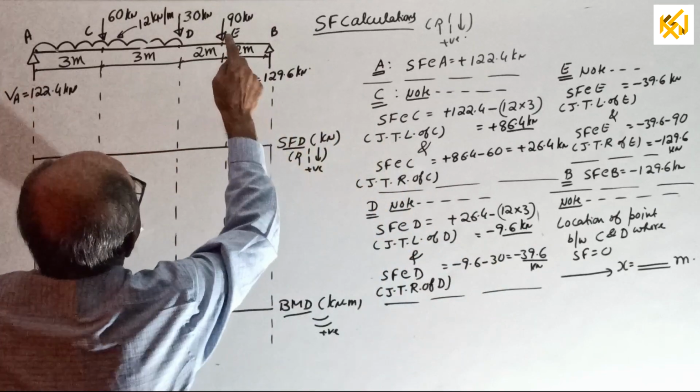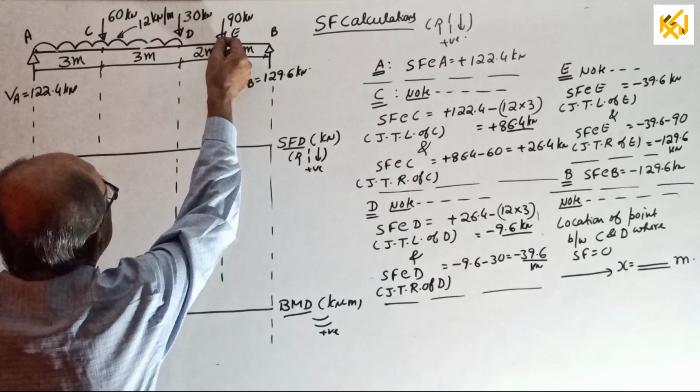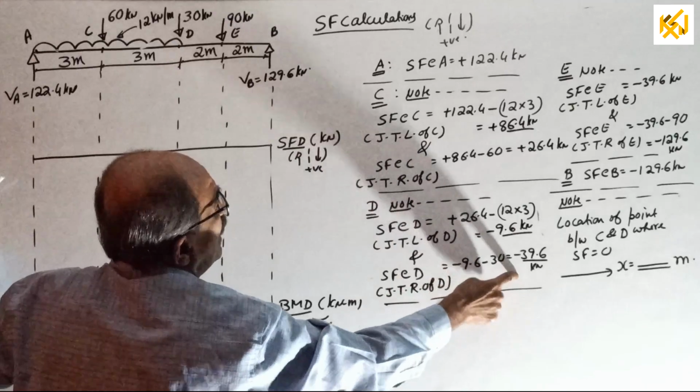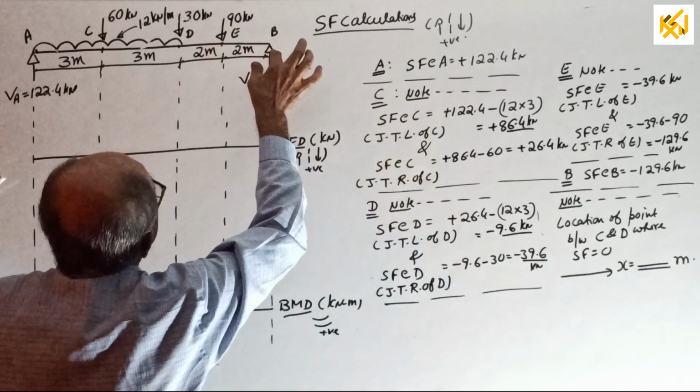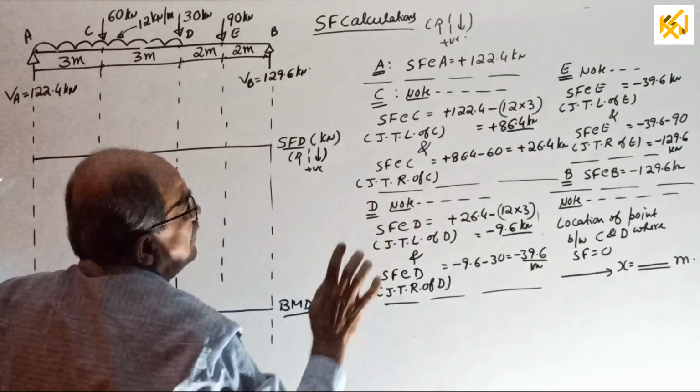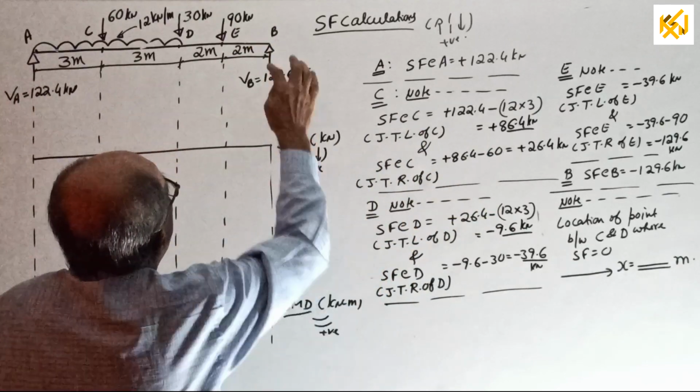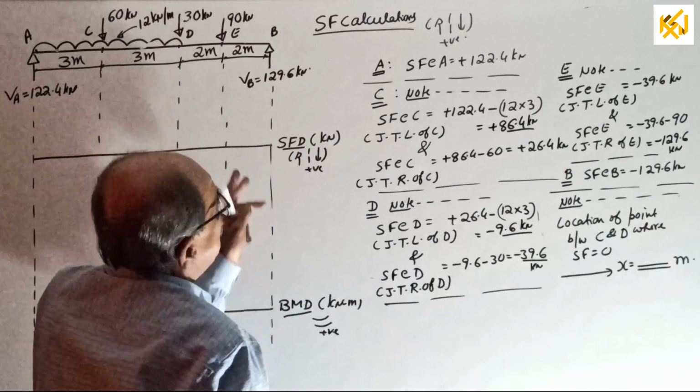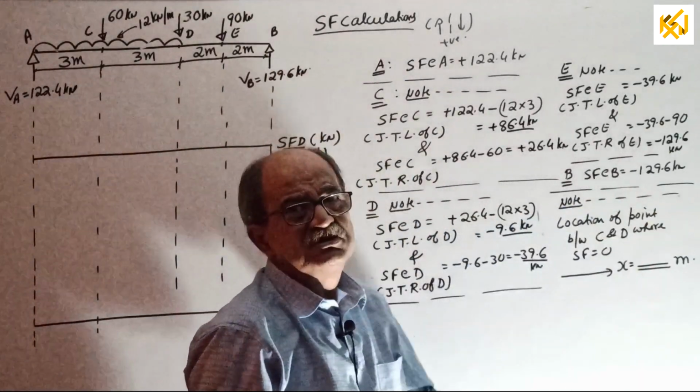Then E. Again just to left, just to right. Just to left, the previous value, that's all. Just to right: minus 39.6, minus 90. We get the answer. Lastly at B, slightly inside, the previous value itself is shear force.